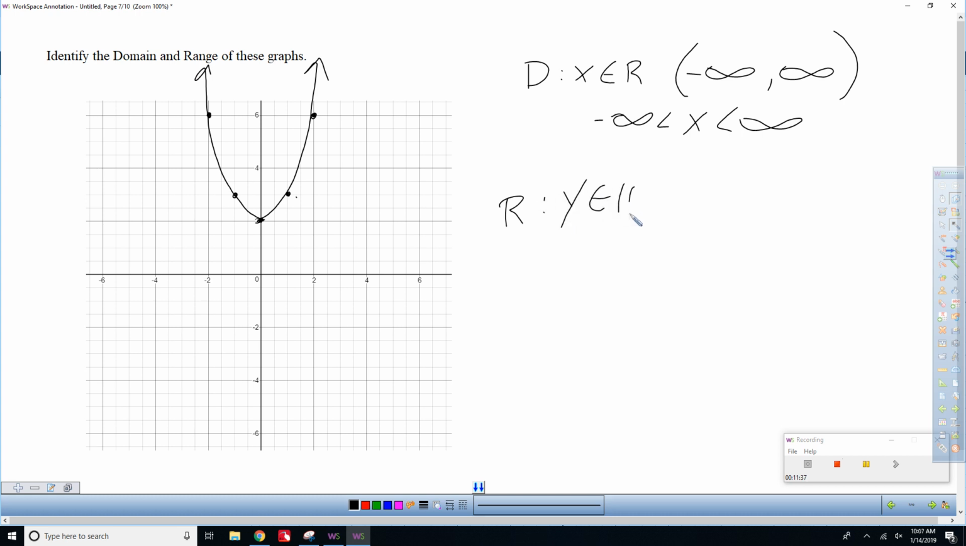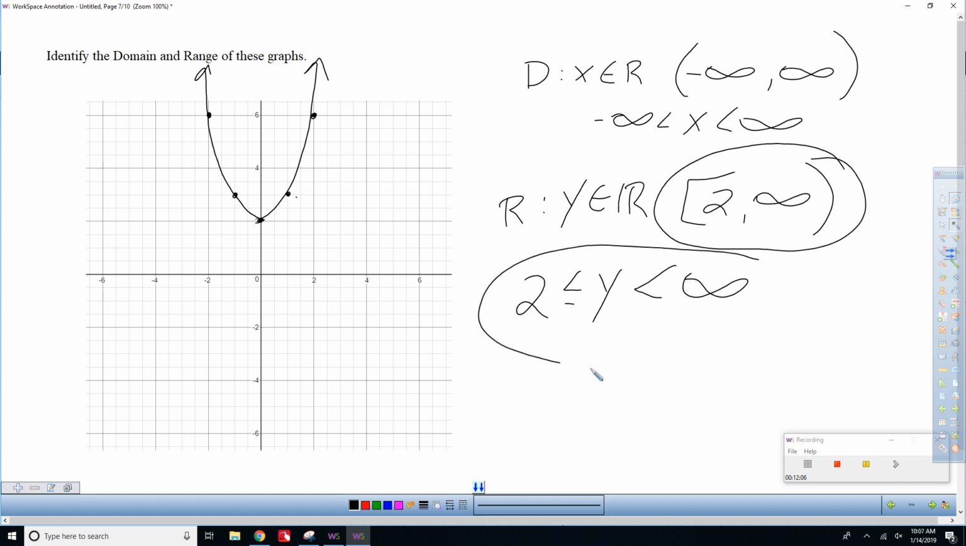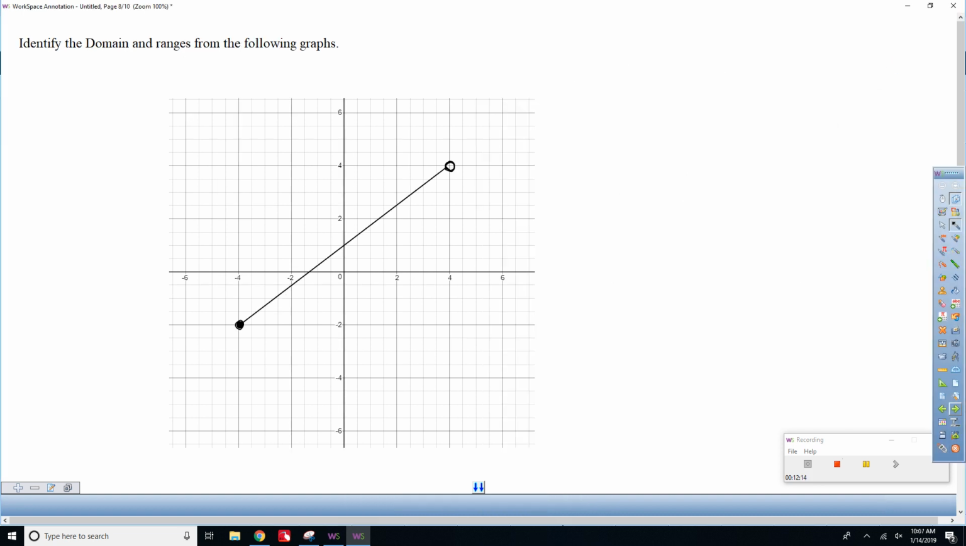Y is a member of the reals. Well, y can, well, let's see. It can be 2. So it can be 2 all the way up to infinity. We can't reach infinity, so that's why it's a soft bracket. Or you can say y is greater than or equal to 2 and less than infinity. Okay? Either one of these are good ways to write the range. And either one of these are good ways to write the domain. You don't have to do them both ways. It's good to know them both.